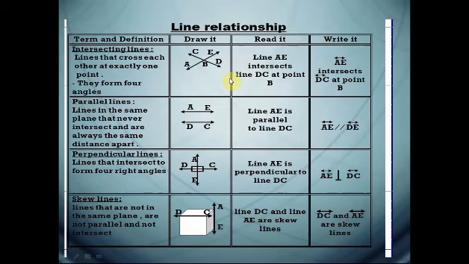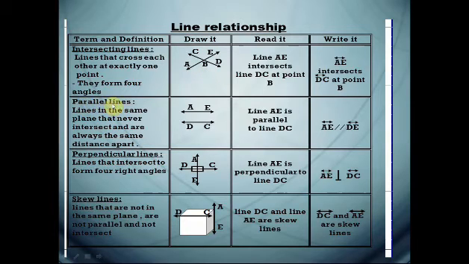Now, line relationships. We have 4 relationships between lines. The first is called intersecting lines. They are lines that cross each other at one point, like line CD and line AE. They cross at point B. For that, we can say line CD intersects line AE at point B.